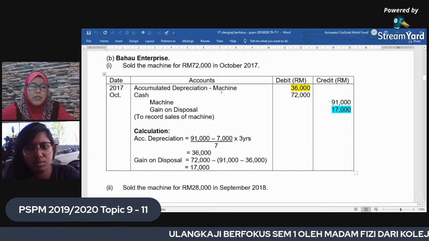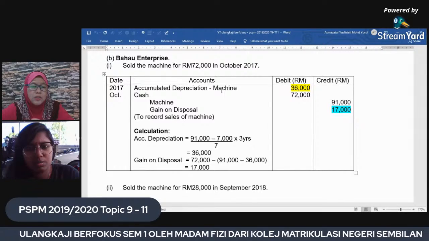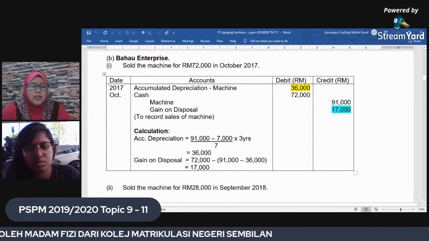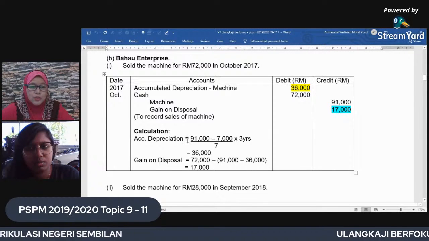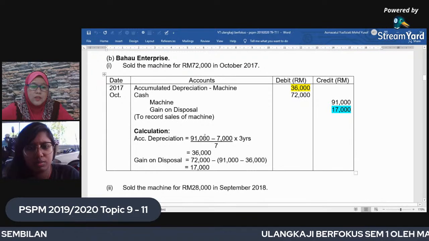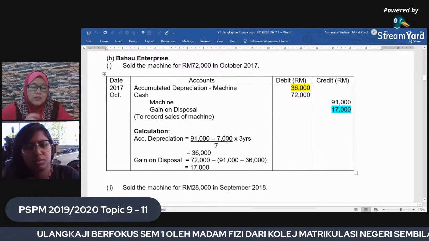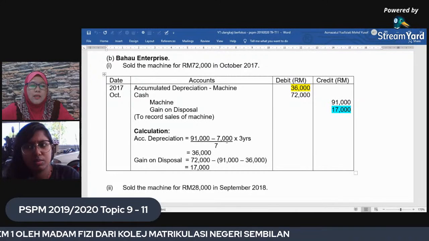But the accumulated depreciation is not mentioned in the question, so you have to calculate by yourself. So the calculation for accumulated depreciation equals the cost, 91,000, minus the residual value, 7,000, over 7 years, the useful life.